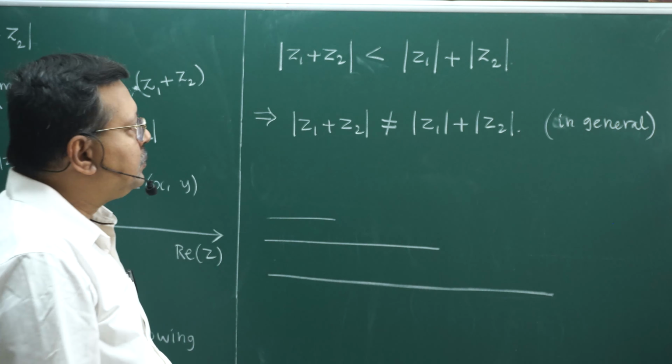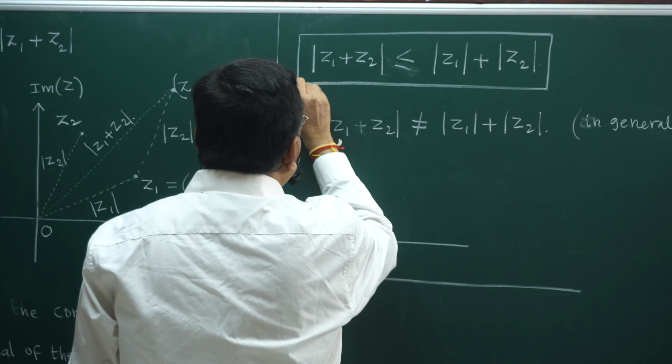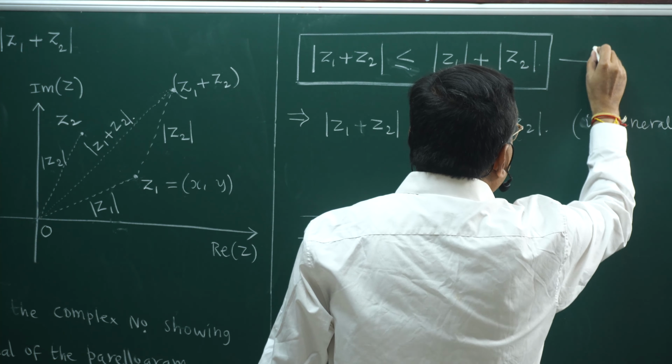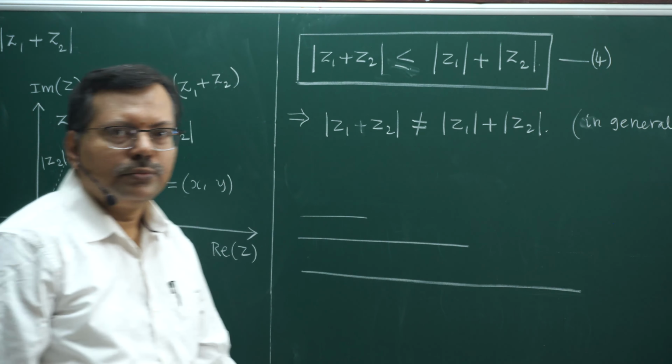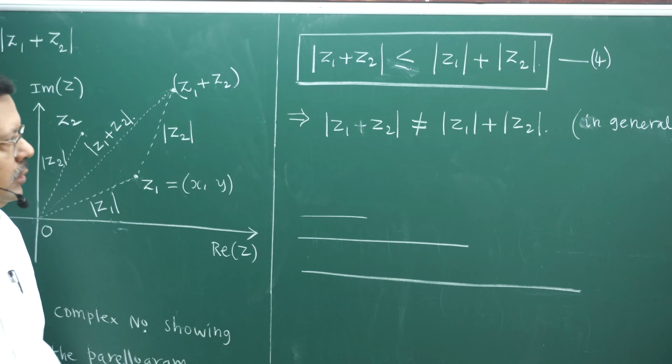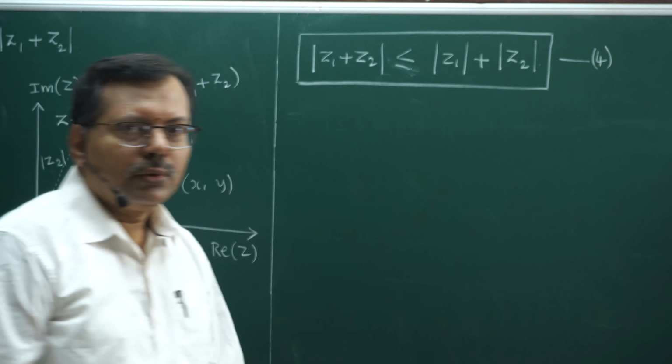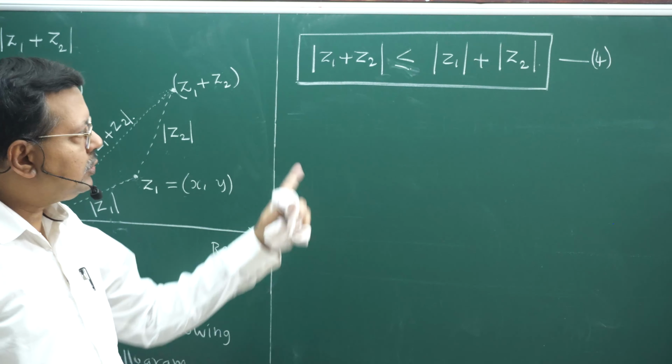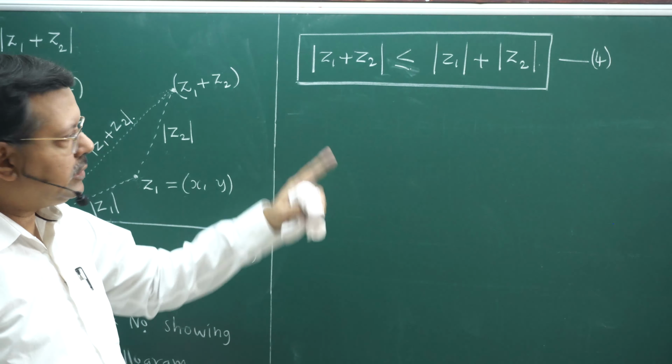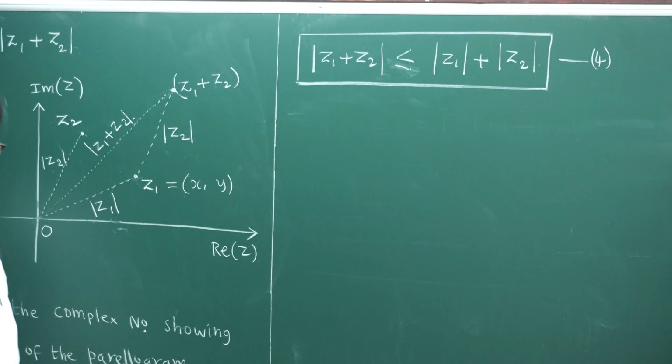So in general, both can happen, this or that, and therefore we will write it like this and make a conclusion. Let us say this is your equation number 4. Now this relation is very important. This is also known as the triangle inequality. Whenever less than and greater than are coming, it is known as an inequality. It is known as the triangle inequality because the relation is taken from the triangle.